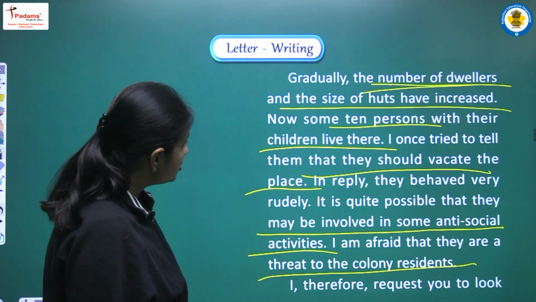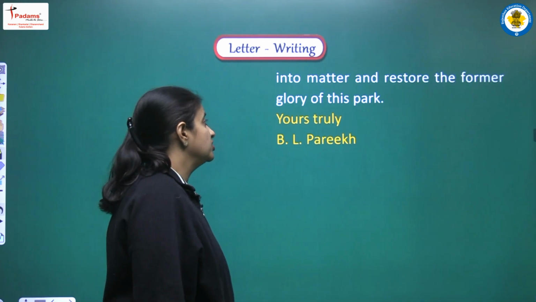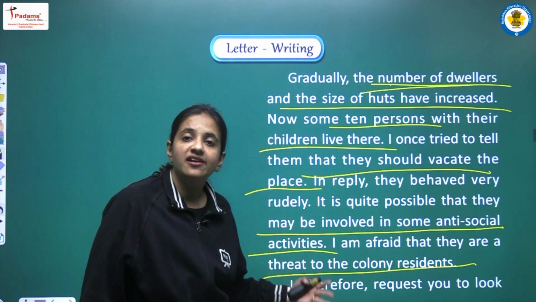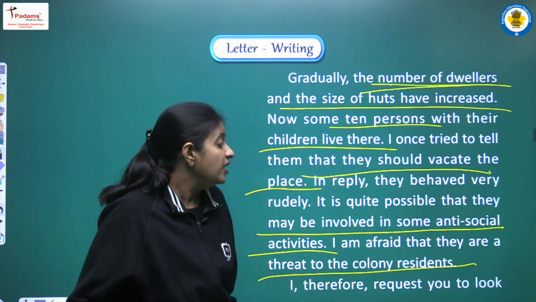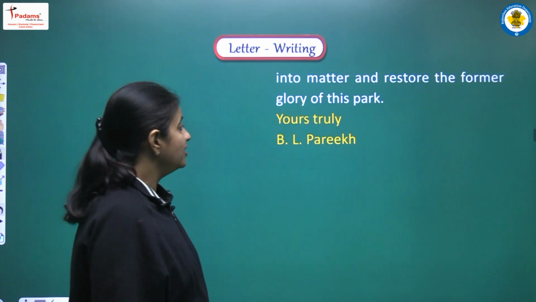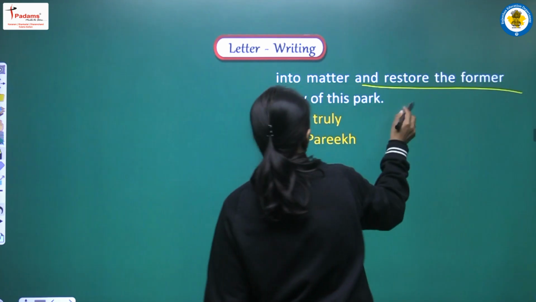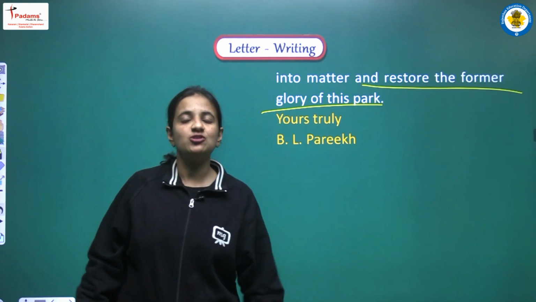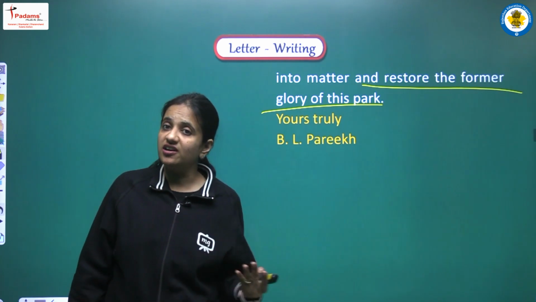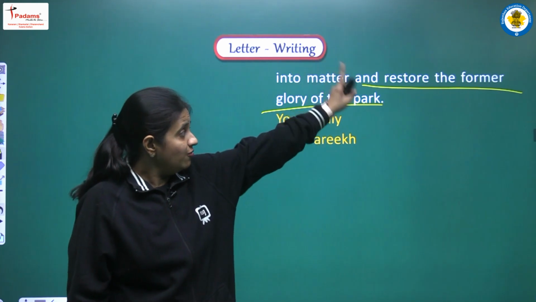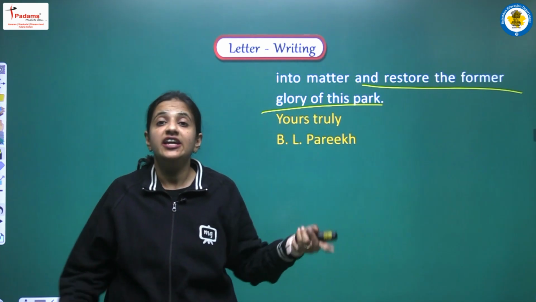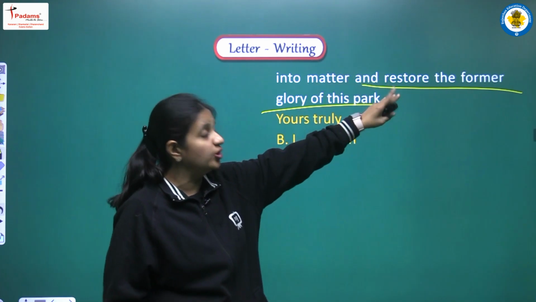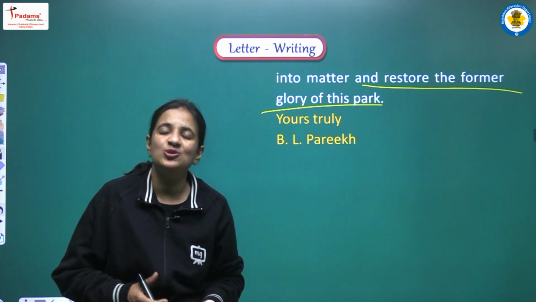I therefore request you to look into the matter and restore the former glory of this park. Now finally we are placing our request, and we are writing that I therefore request you to look into this matter and restore the former glory of this park. Former glory that we have already mentioned in our letter, that earlier this park was very beautiful, it was well maintained, and children, adults, everyone used to go there. So now we are requesting that the president should look into this matter, solve it, and finally restore the former glory that this park used to have.